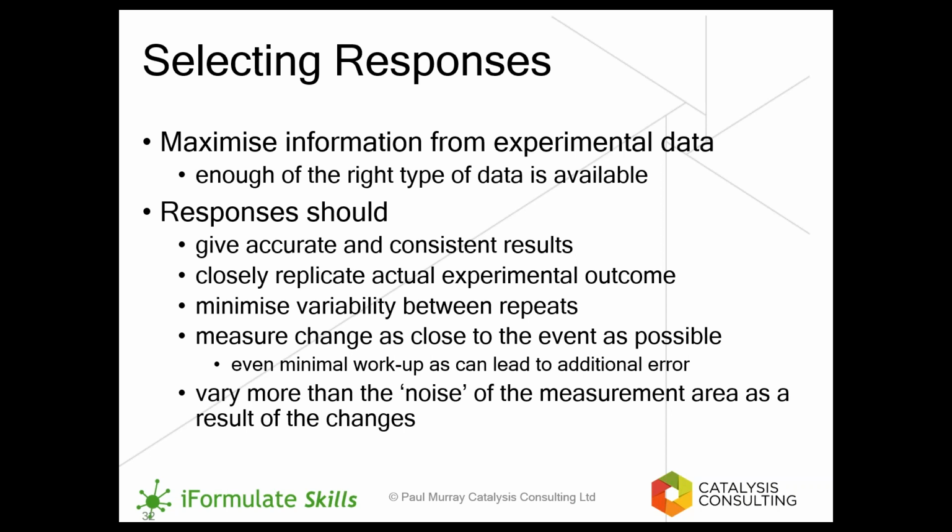We should minimize the experimental error between measuring the change to the factors and having carried out the experiment. If we have a lot of operations between carrying out the experimental change and measuring the effect, we can add a lot of error to this process and make it harder to understand. And essentially, the noise in the measurements, so what you get between your repeats, needs to be much less than the change in the results that you're going to get from the design.